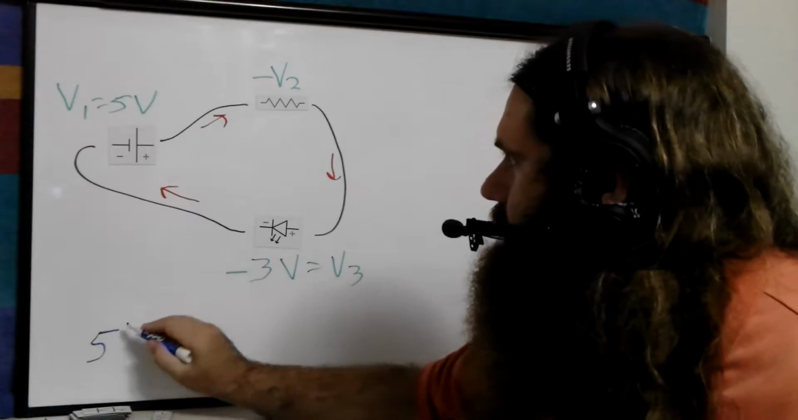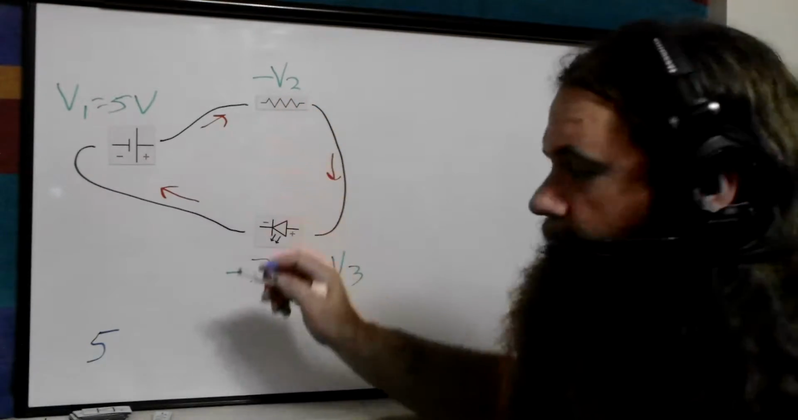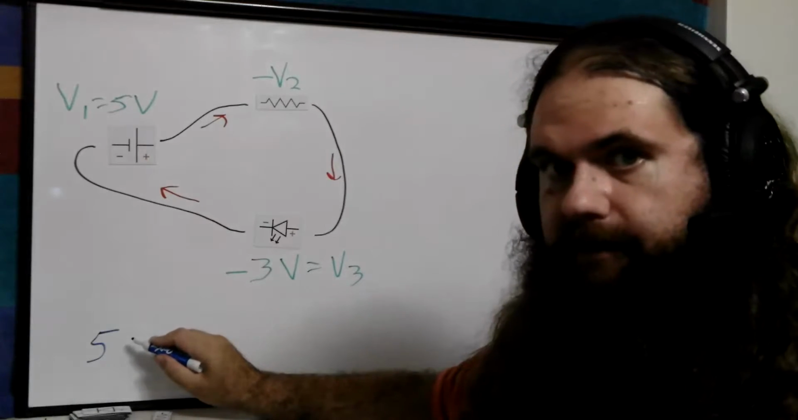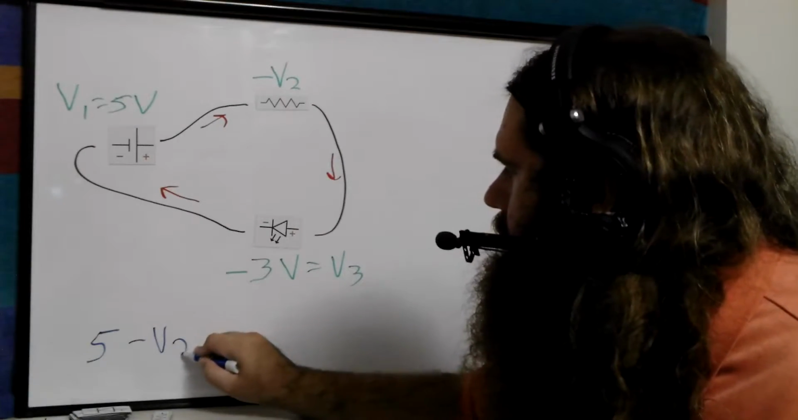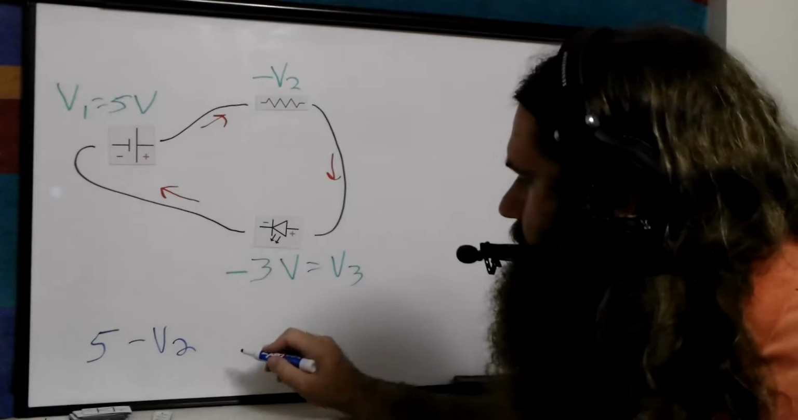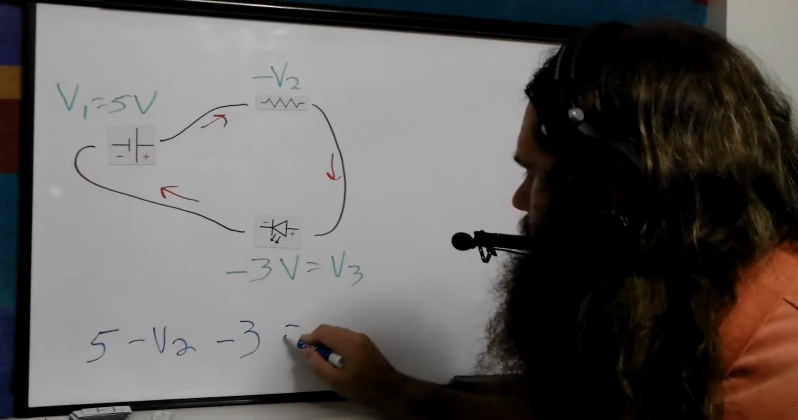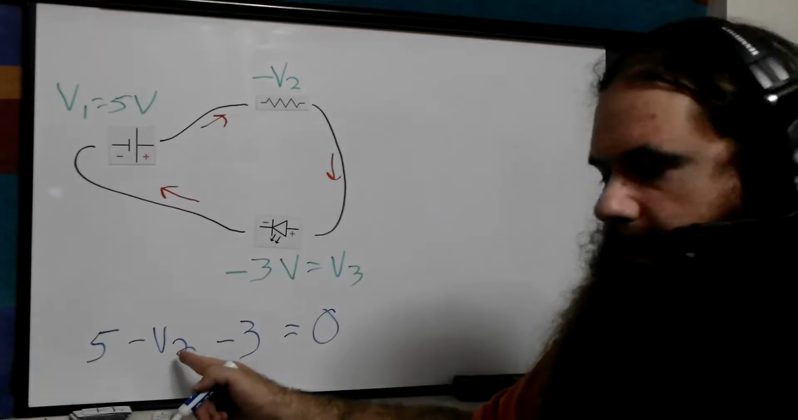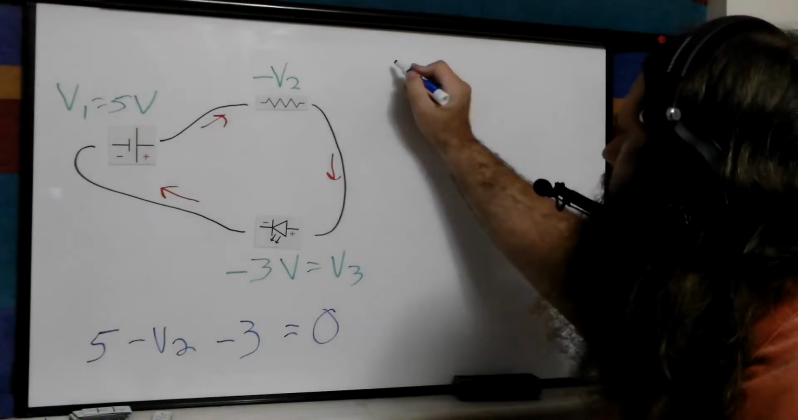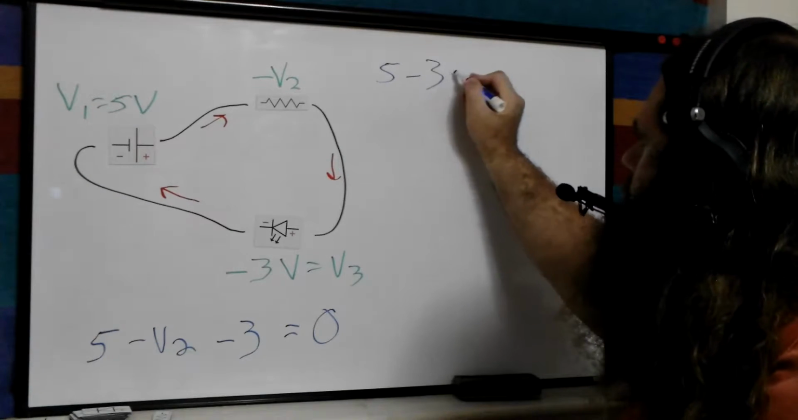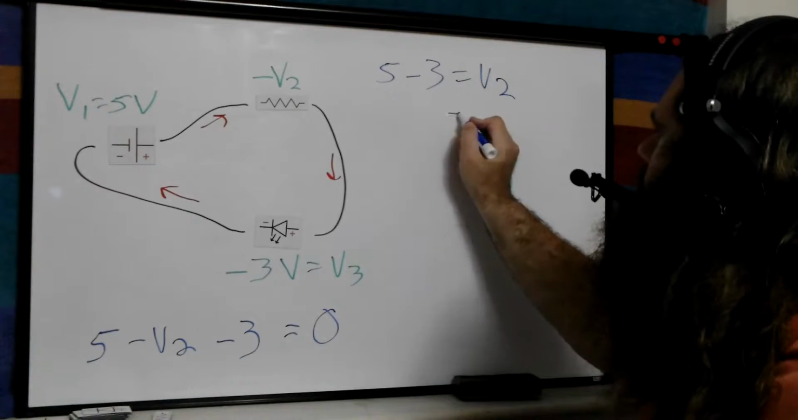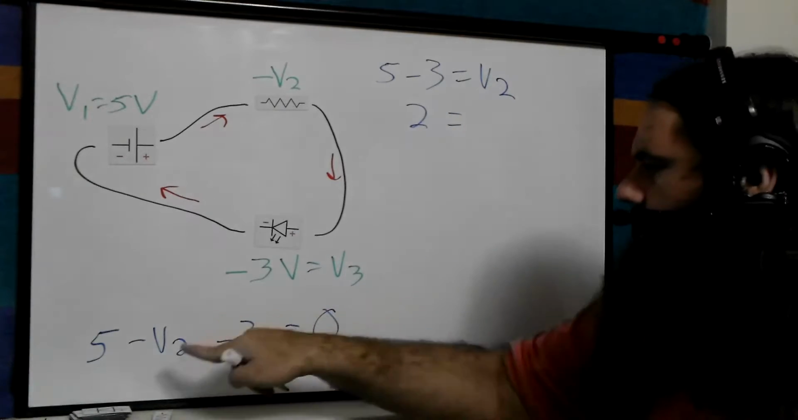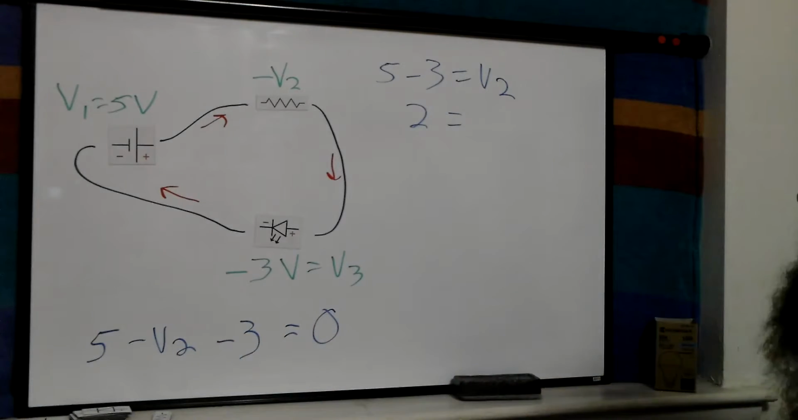5 volts plus negative V2, we don't know what, plus negative V2 is minus V2, plus negative 3 volts is minus 3 volts, equals 0. So let's move the V2 over. We get 5 minus 3 equals V2. 5 minus 3 is 2. We just move the V2 over using simple algebra.